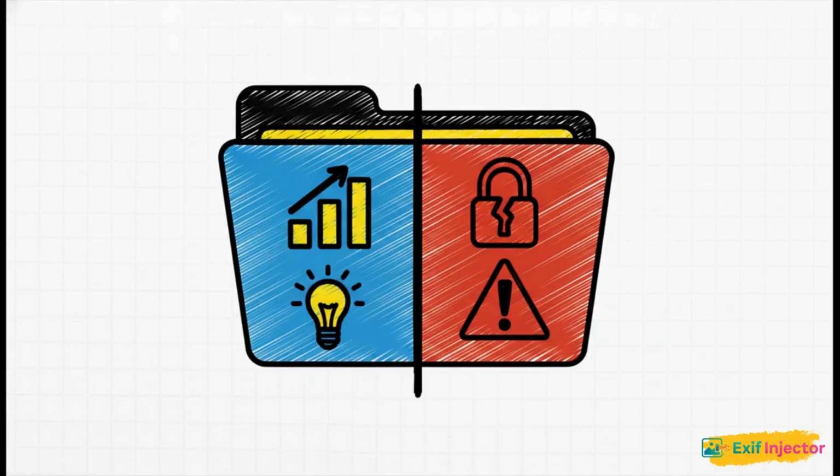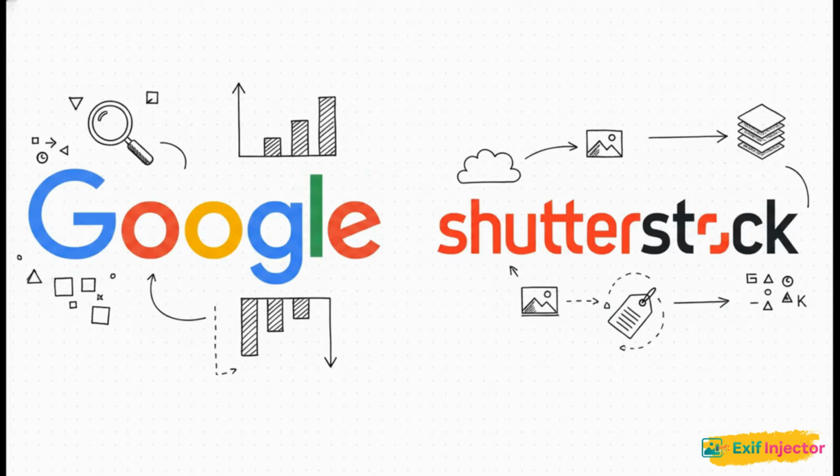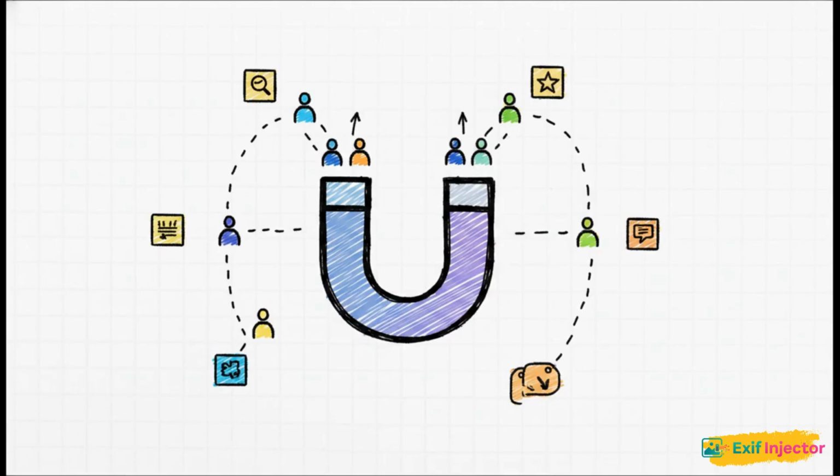Okay, so why should you care? Well, this hidden data can be a real superpower for getting noticed. Search engines use this info to understand and rank your content. It's how you get seen. Seriously, the right keywords act like a magnet, pulling an audience right to your stuff.